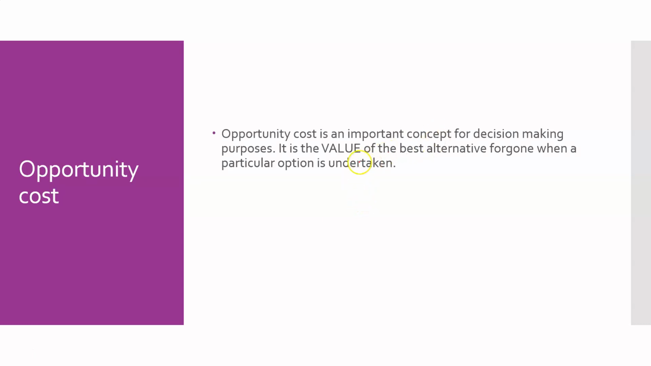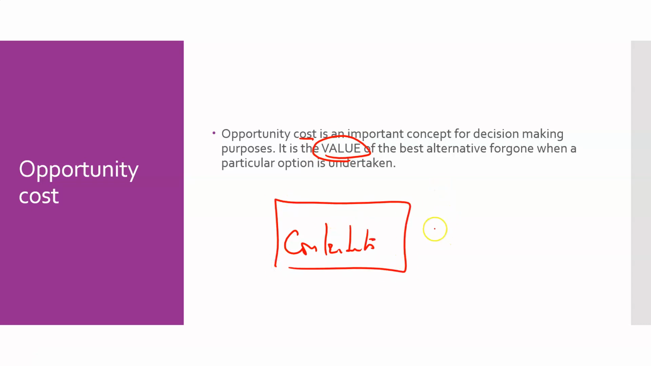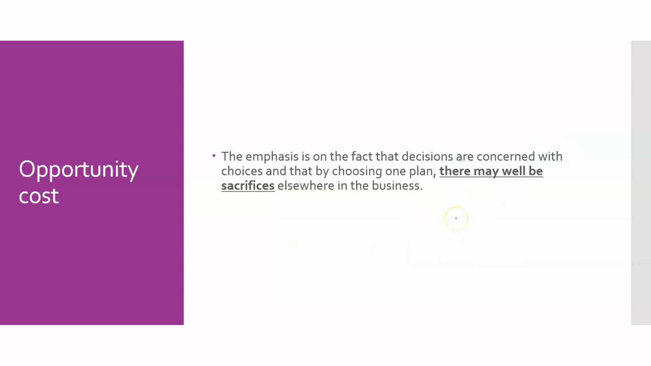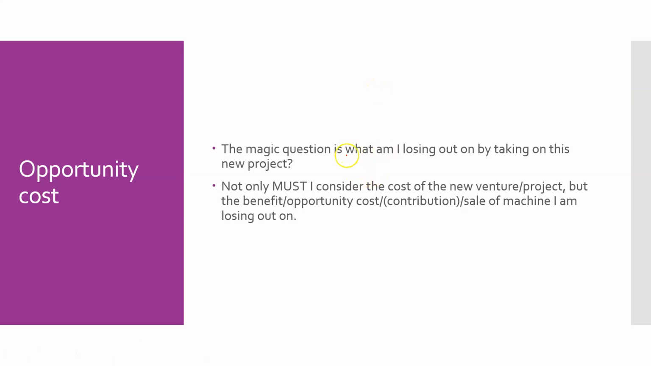So I talk about opportunity cost, and typically when you see opportunity cost, it's always about value. So in exam questions, you're always looking for the contribution. This is the value you're losing. You can see I talked about Tiger Woods. It's always about value. That's what you're losing out on, right? And I think they do a good example here. It's always about what value am I losing by choosing one plan. The magic question is, what am I losing out on by taking on this new project?